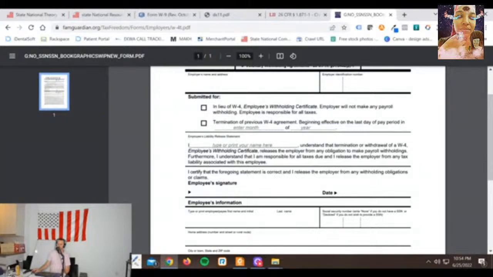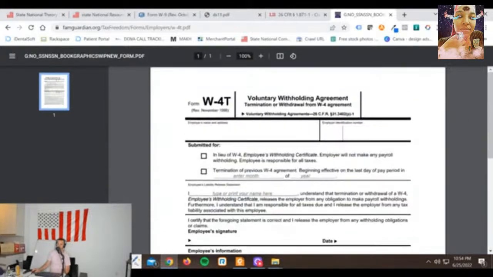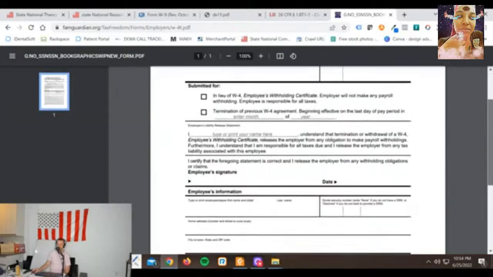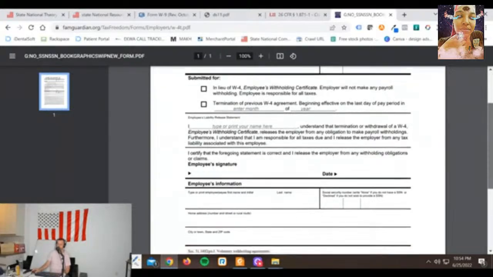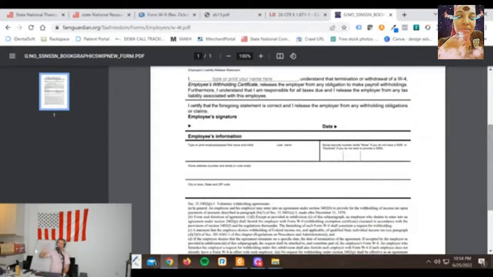So you can also do it in lieu of a W-4. Instead of a W-4, this is basically just saying the employer will not make any payroll withholding. The employee is responsible for all taxes. And then you certify that the statement is correct, and I release my employer from any withholding obligations or claims. You're basically saying the withholding agent doesn't have any responsibility for my taxes. I'm going to handle it on my own. I don't need somebody to hold my hand through it. That's basically what you're saying on this form.